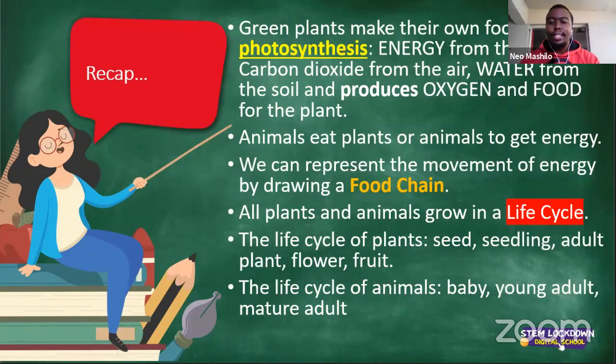All plants and animals have a life cycle that they have to go through. The life cycle of plants is the following: a seed, seedling, adult plant, flower, fruit. And the life cycle of animals is from a baby to a young adult to a mature adult. And that is literally it.